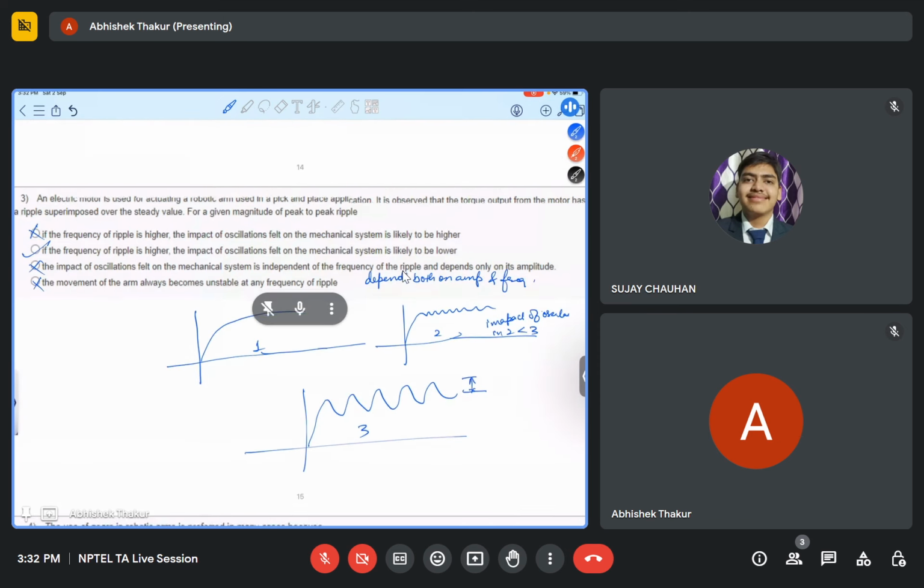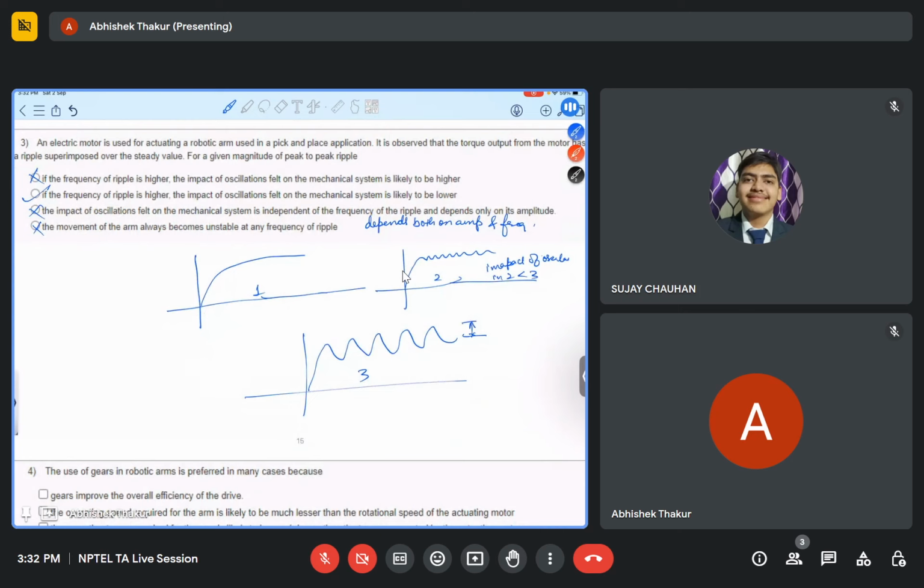I think this question was not recorded, so I will explain again. In this question, it is asking: an electric motor is used for actuating a robotic arm in a pick and place application. There are three cases I have shown in the graph. In the first case, there is no ripple. In the second case, the frequency is high. In the third case, it is low, but the amplitude is high. When the amplitude is high, the oscillation is high. When the frequency is high, the oscillation is lower. So option B is the correct option for this question.